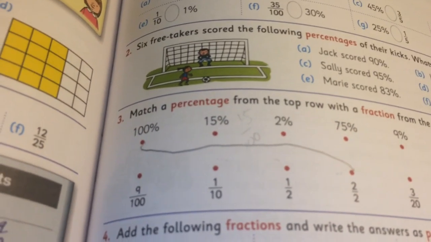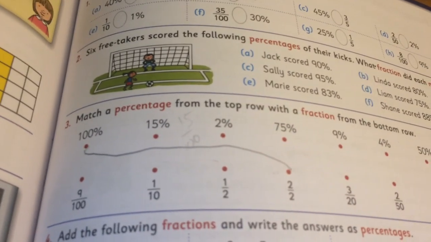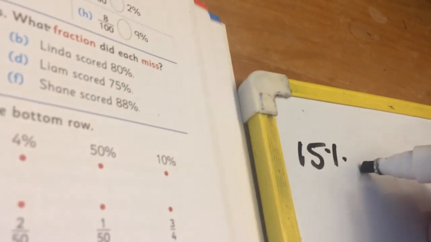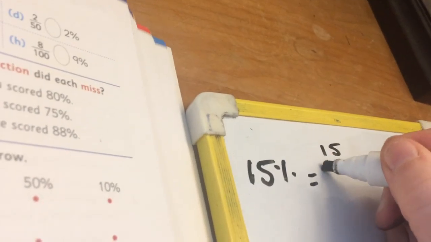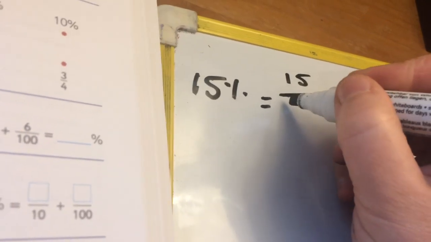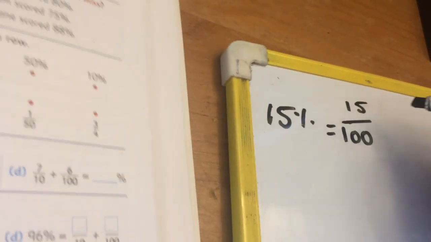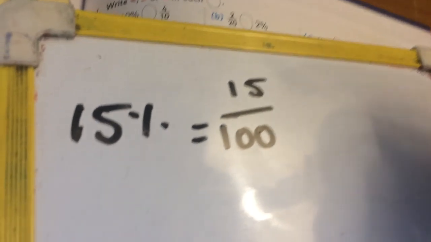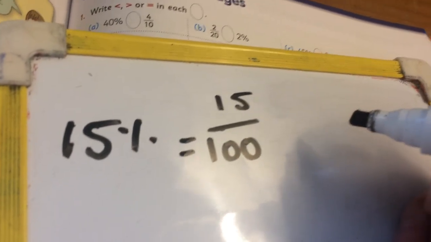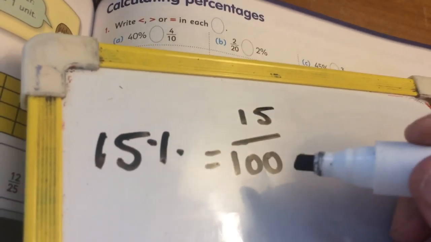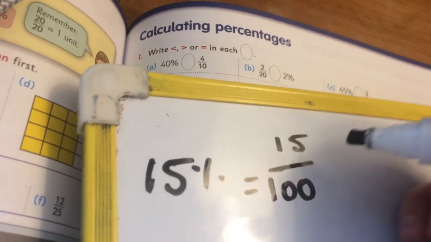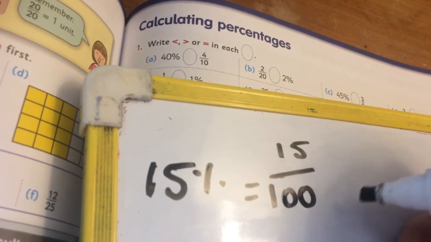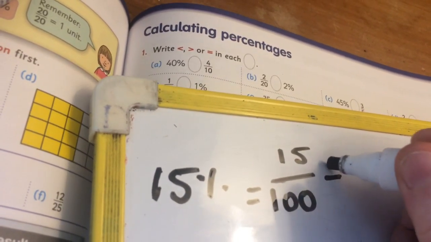Let's look at 15%. Now we need to work that out a little bit. So 15%. Let's see what that would be as a fraction. 15% is 15 out of 100. How are we going to make that work? We're going to have to simplify it. So what goes into 15 and what goes into 100? 5 goes into 15, 5 goes into 100. So let's divide that out.